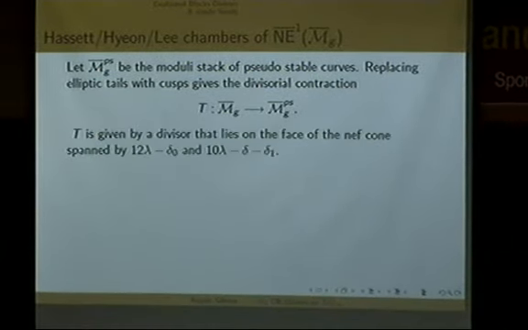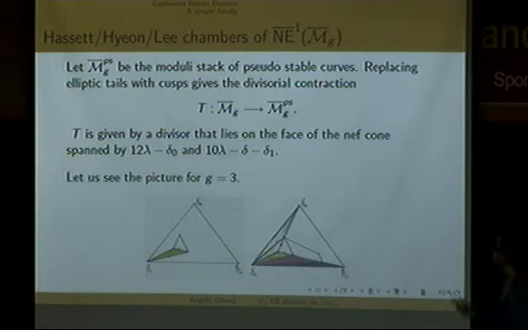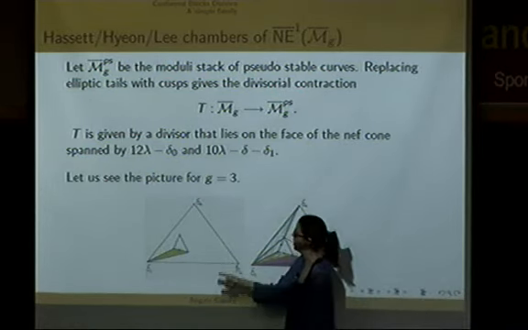Okay. Now everyone here knows the moduli space, or the moduli stack, of pseudostable curves. And if we replace elliptic tails with cusps, we get a divisorial contraction M_g bar to M_g bar ps. And of course, this was proved by Hassett, Hyeon, and Lee. Okay, so now this morphism is given by a divisor that lies on the face spanned by two extremal divisors, 12 lambda minus delta 0 and 10 lambda minus delta 1. So delta means the sum of all of those guys.